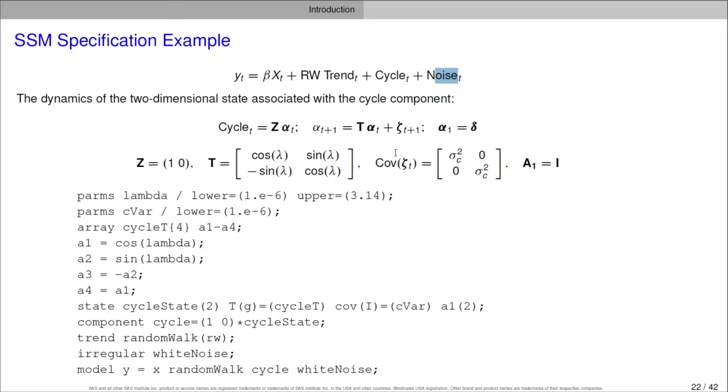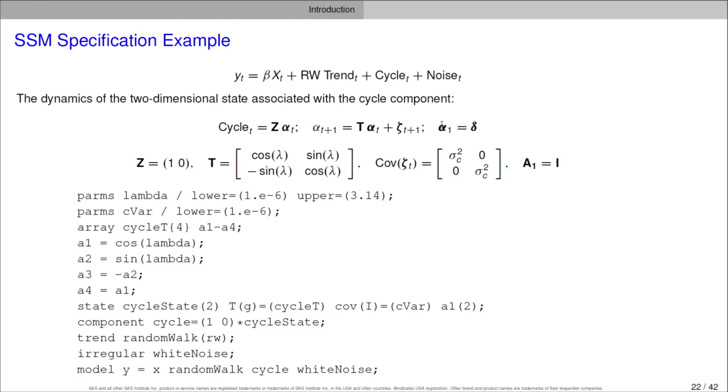Recall the dynamics of the two-dimensional state associated with an undamped cycle. We can specify it as follows. So remember our stochastic cycle definition. The cycle can be defined as a dot product between a vector Z = (1, 0) and a two-dimensional state alpha t, and this two-dimensional state has this transition equation with transition matrix T as a rotation matrix. And the disturbance variances have a diagonal covariance. In fact, the covariance is sigma squared C times the identity matrix.